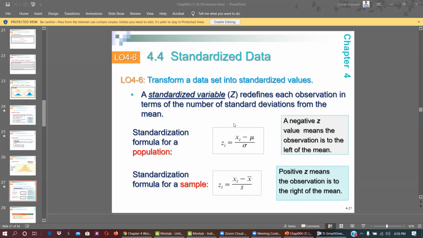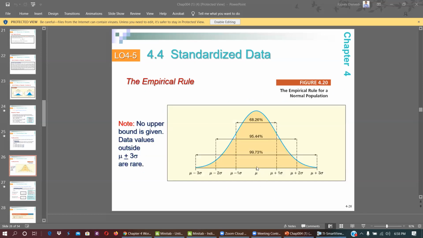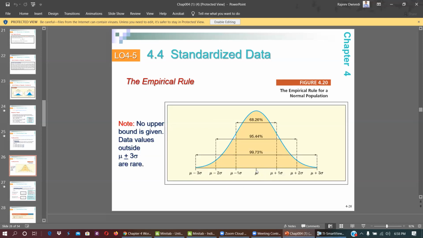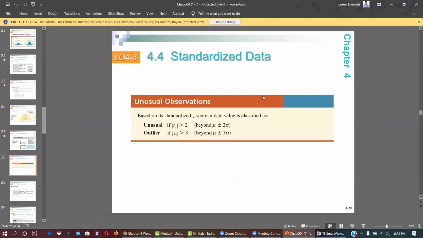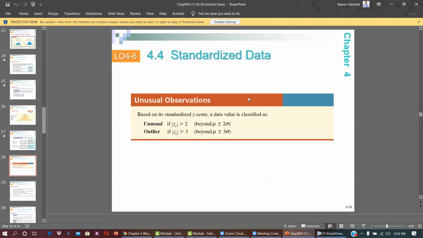Positive Z means the observation is on the right side of the mean. If Z is negative, then it is on the left side of the mean. So for example, this is the mean. If the Z value is coming on this side, it is positive. If it is coming on this side, it is negative. This is just a basic concept, and we will do a lot about this in the next chapters, number 7 or 8.